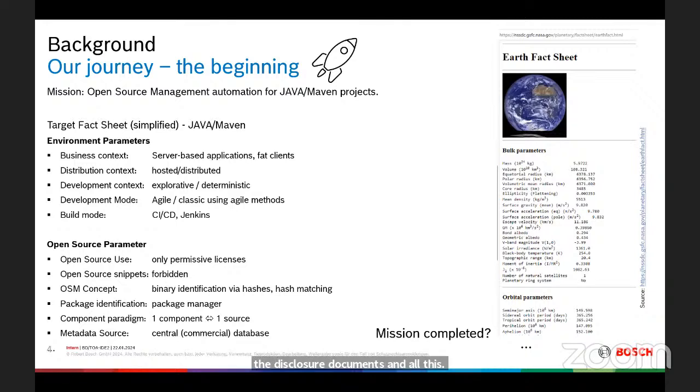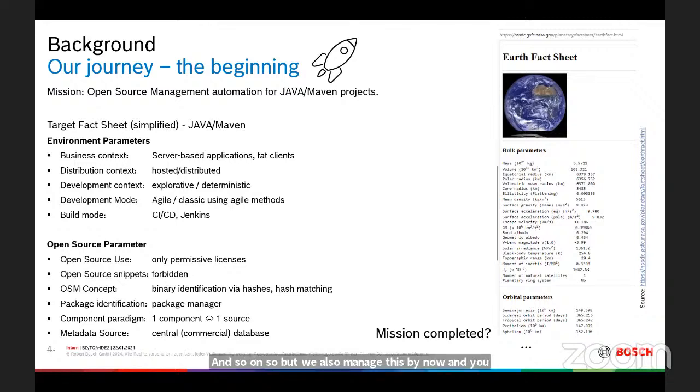And then you could say mission completed, because we did this. We automated it, but we were not done yet. So on the one side, we identified some of the packages didn't have the correct metadata, so we had to work on this and so on. But we also managed this by now, and you could say mission completed.